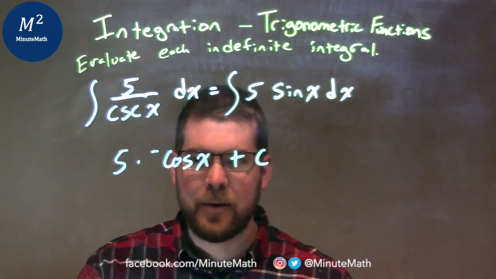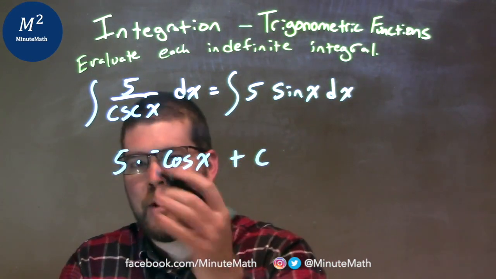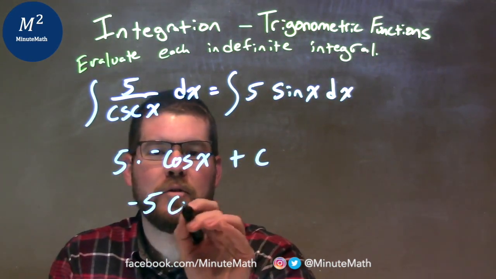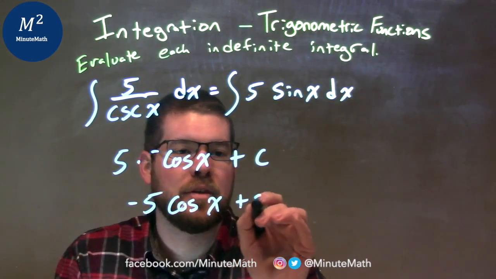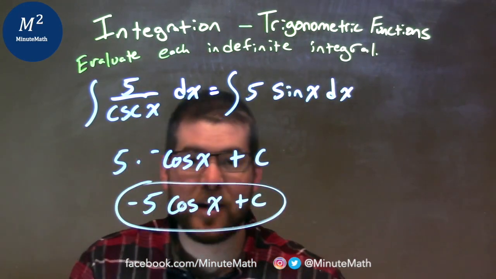Now, on the right there, let's simplify this. The negative just goes out front. So it's a negative 5 cosine of x plus c. And there we have it. Our final answer.